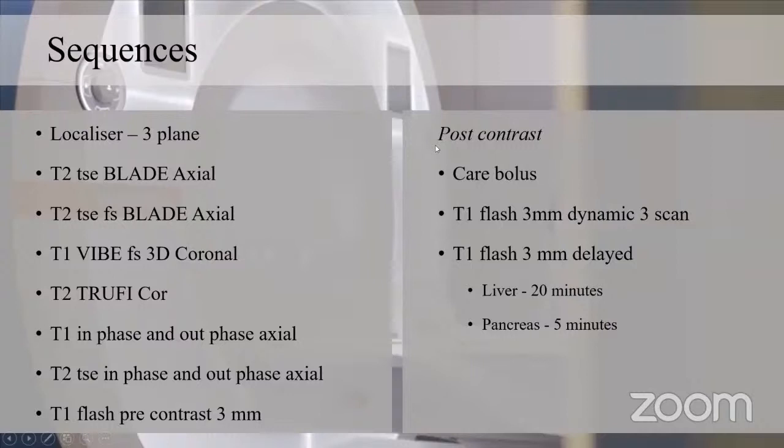Next we'll give the contrast. Then a care bolus, which is for tracking the contrast. After that, T1 3 mm dynamic scans. Then a delay: the T1 delay scans. The delay varies according to the area of interest. Usually for the liver it is 20 minutes and for the pancreas it is 5 minutes.